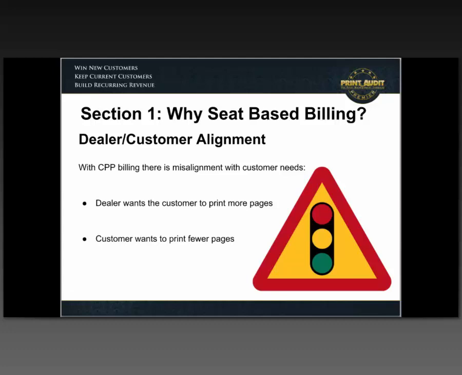And on the other side of the coin is the customer that we're actually there to serve, and they want to print fewer pages. In other words, they want to see less waste. They want to see less abandoned documents around their devices. They want to make sure that they're printing only when necessary and that it's as streamlined as possible. So our current billing model, especially as pages start to decline per user, is in conflict with our actual business model, and that represents a pretty big problem.